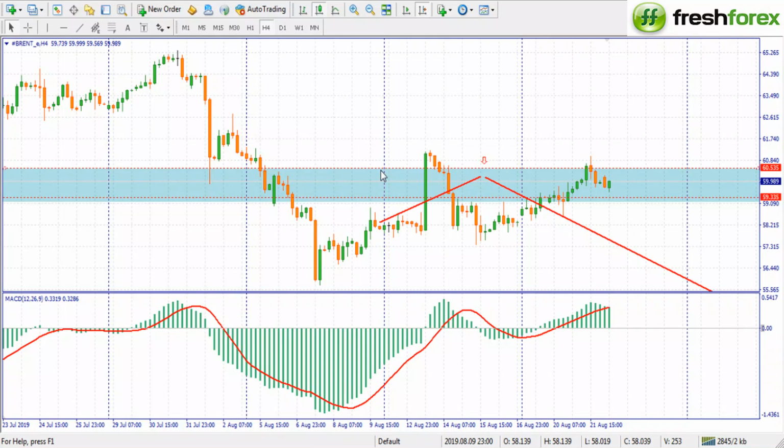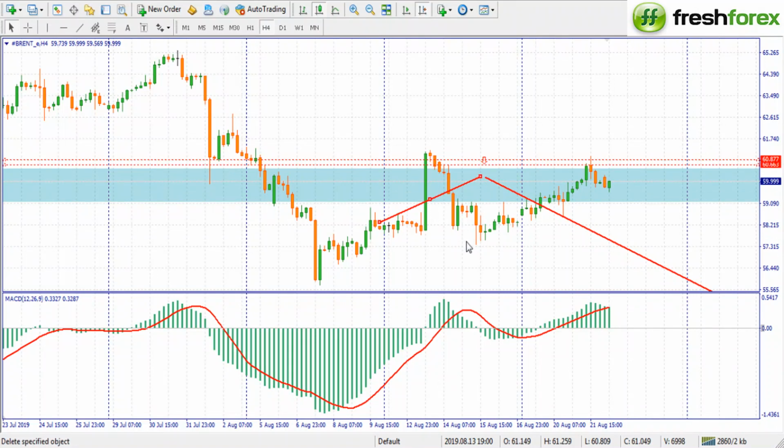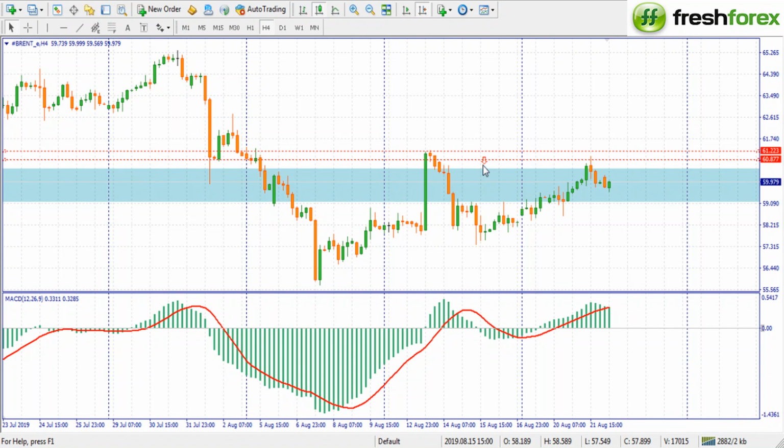Brent oil, so far, we still have our level here. I'm going to delete this, we are not using them. So if you check the indicator which I'm having on my screen, the indicator is actually showing us that the price should be moving upwards. We are in an uptrend. This is what the indicator is showing us.